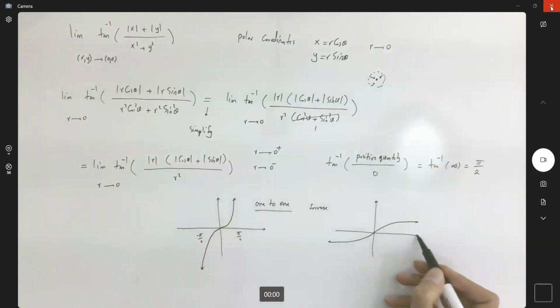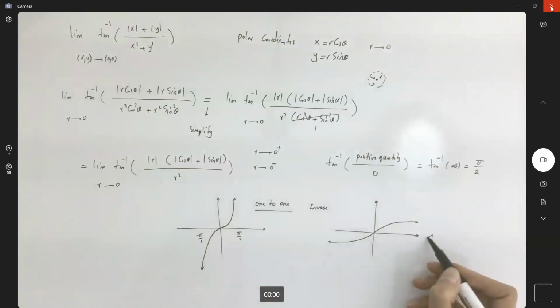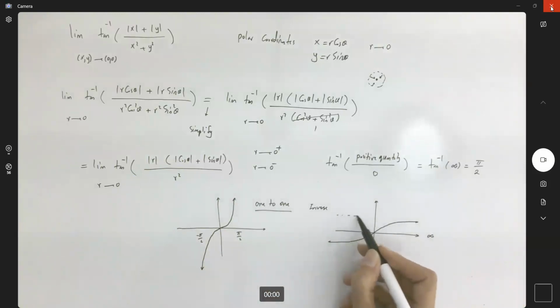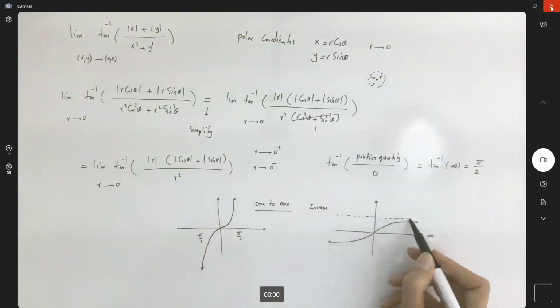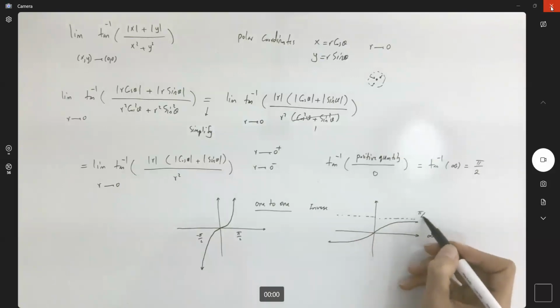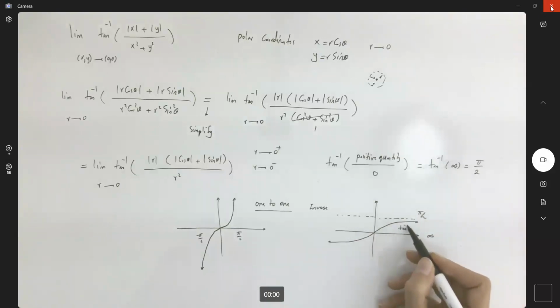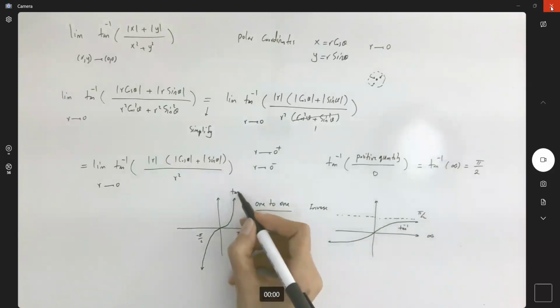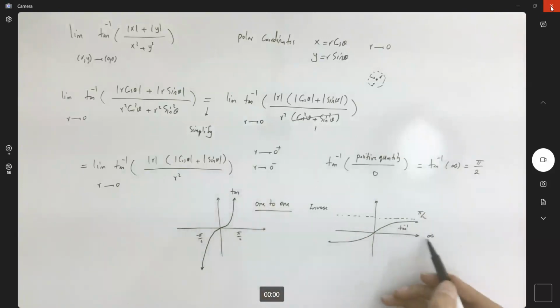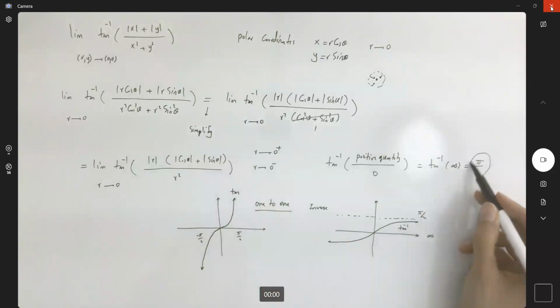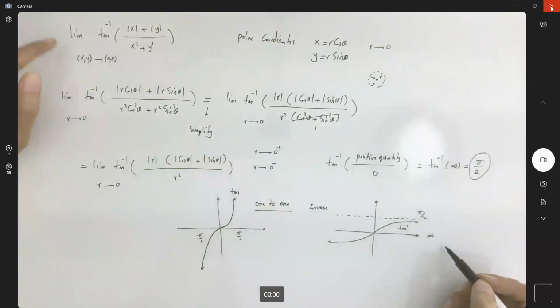But as x goes to infinity, your function is getting closer and closer to pi over 2. So this is your inverse tangent function, and this is your tangent function. So inverse tangent as x goes to infinity becomes pi over 2. That's how we have pi over 2 as the limit of this two-variable function.